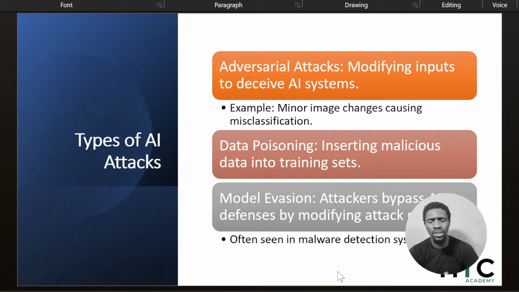So what you do is that you modify an input and you give it to the system, and you expect an output, and the output is what you actually intend. You want it to give you a wrong output that you know is wrong. So that's the first form of attack on AI.